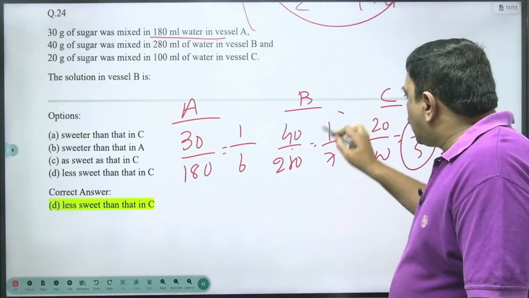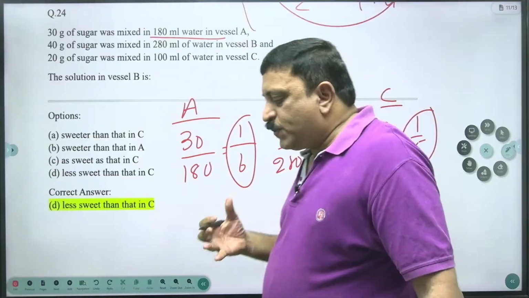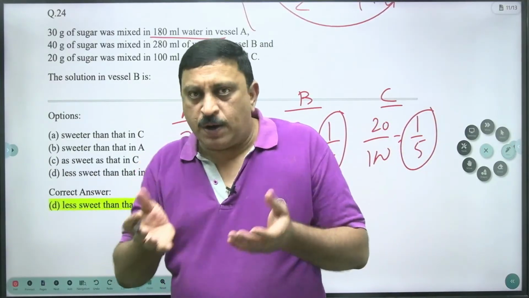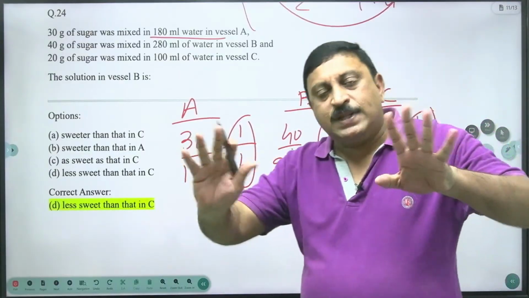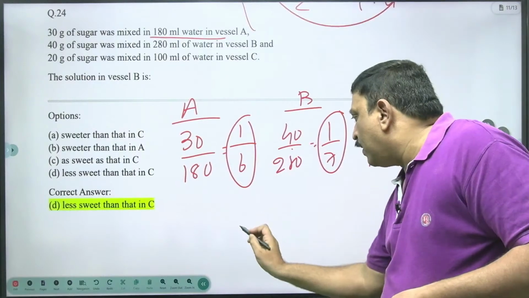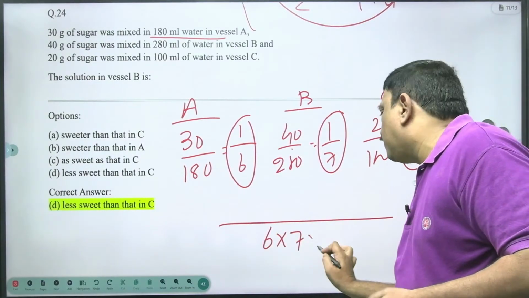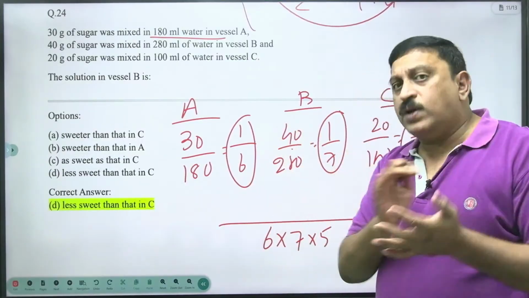So which is 1 by 7, 1 by 6, 1 by 5, which is more sweet? We have to make the base water equal. Here the bases are 6, 7 and 5. Nothing to worry about their LCM. If we compare, the LCM is actually 6 into 7 into 5, the least common multiple.